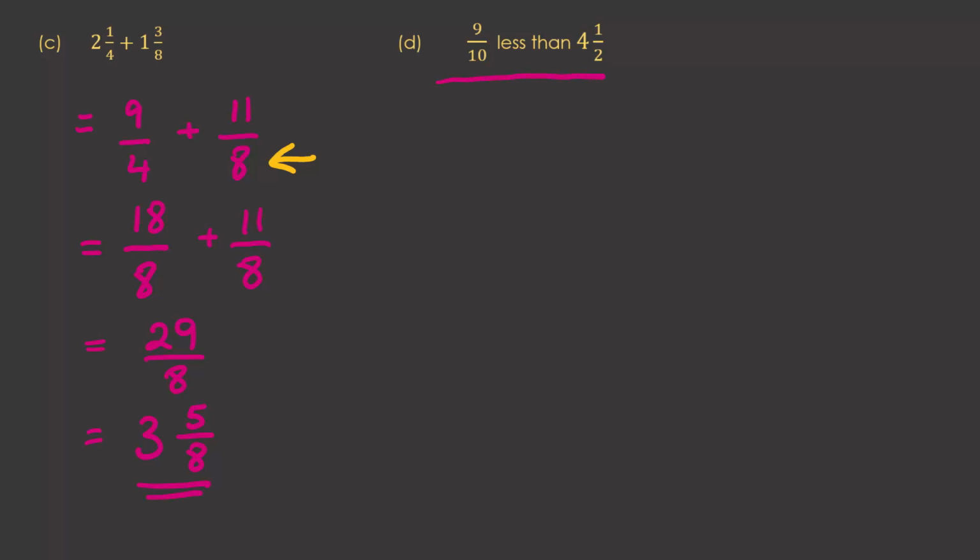To say 9/10 less than 4.5 means to do 4.5 take away 9/10. 2 times 4 is 8, add 1 is 9. So I've got 9 over 2, take away 9 over 10. Once again, my best denominator is actually going to be 10. 2 and 10 both go into it. So the second fraction stays the same. 2's been multiplied by 5, do the same to the 9. And so I get 36 over 10.